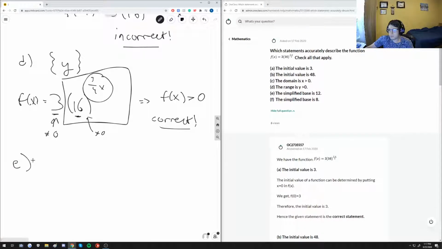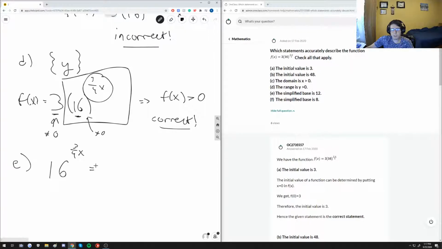So now we have statement E. Statement E says the simplified base is 12. Statement F and E actually go hand in hand, right? So we're looking for the simplified base. So to simplify the base, what we can do is look at the base that we're simplifying. So 16 to the 3/4 x, right? And we want to simplify this base as best as we can.